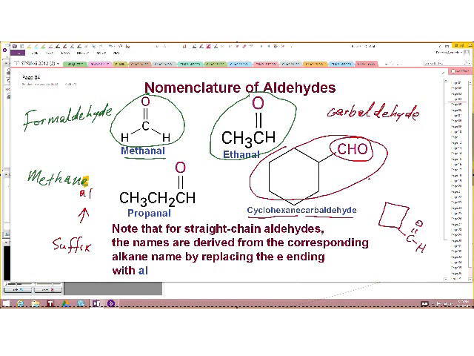For example, if we have this molecule here, what are we going to call that? Cyclobutanecarbaldehyde. Yes. So this becomes cyclobutanecarbaldehyde.